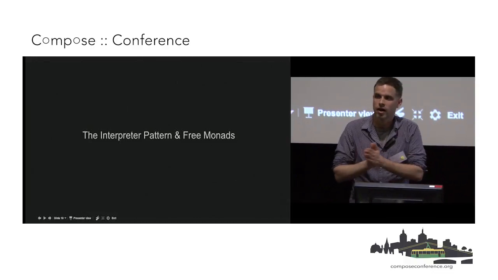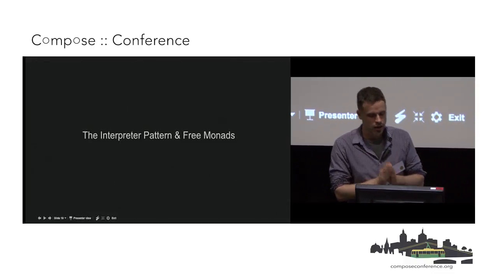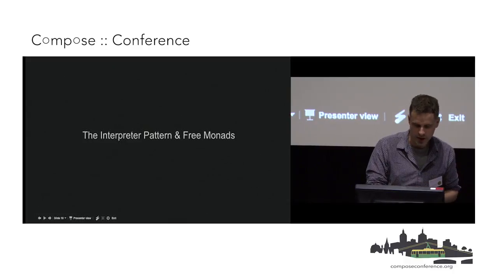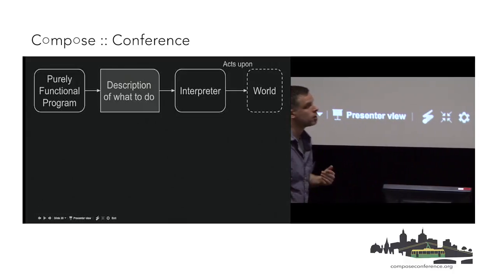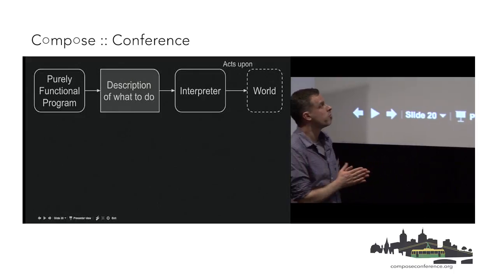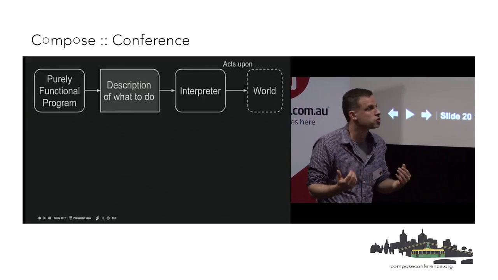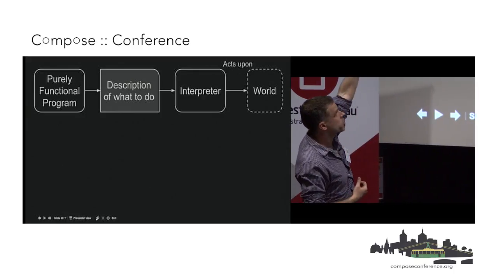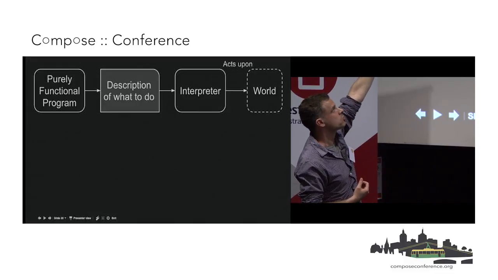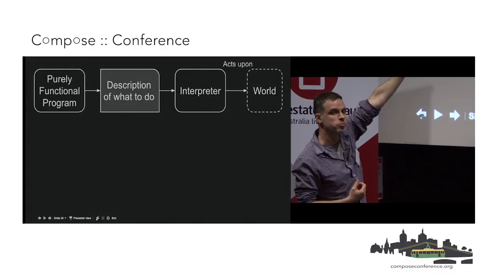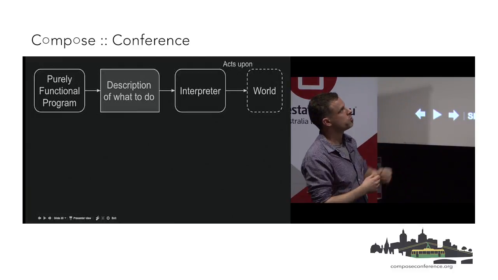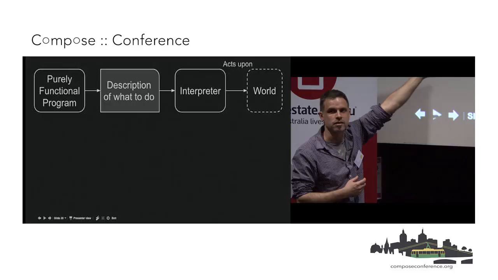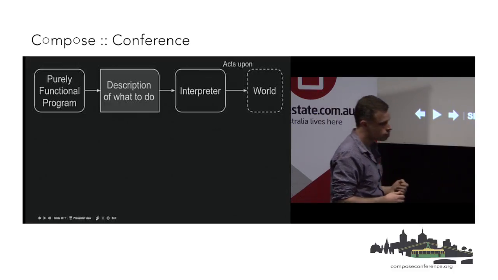Okay, I want to change direction slightly and just look at the interpreter pattern in Freer Monads. So this is an idea that's been around for many years and really lies at the heart of functional programming, which is the idea that a purely functional program should compute a description of what to do and not simply do it. And then it should feed that description into an interpreter that does it and acts upon the world.